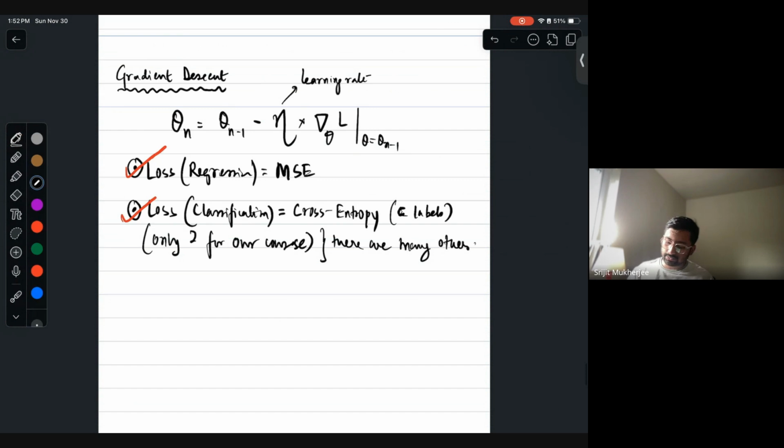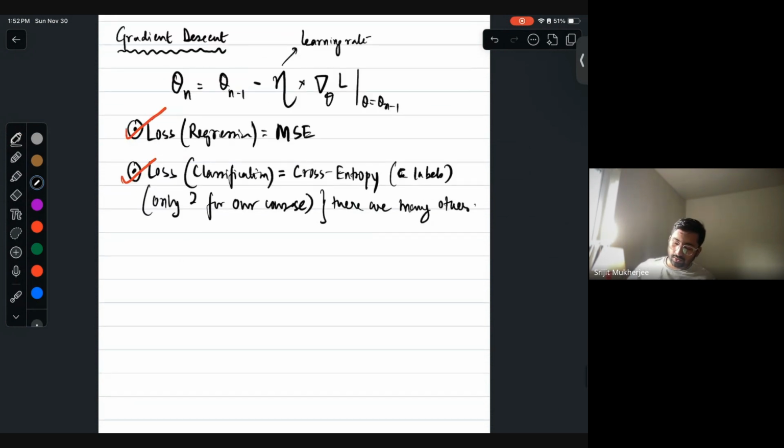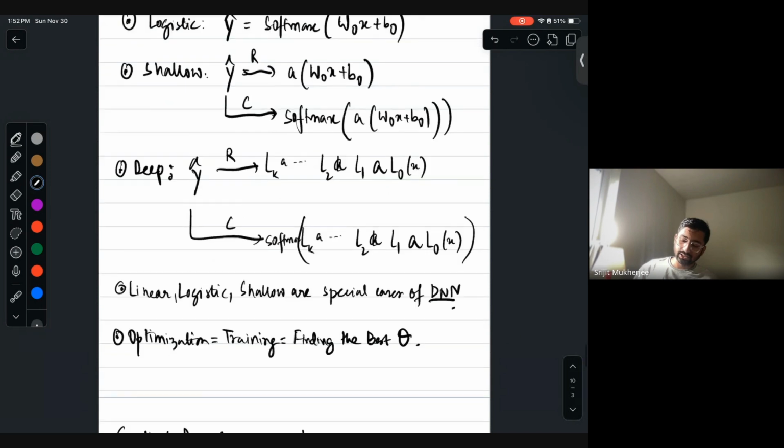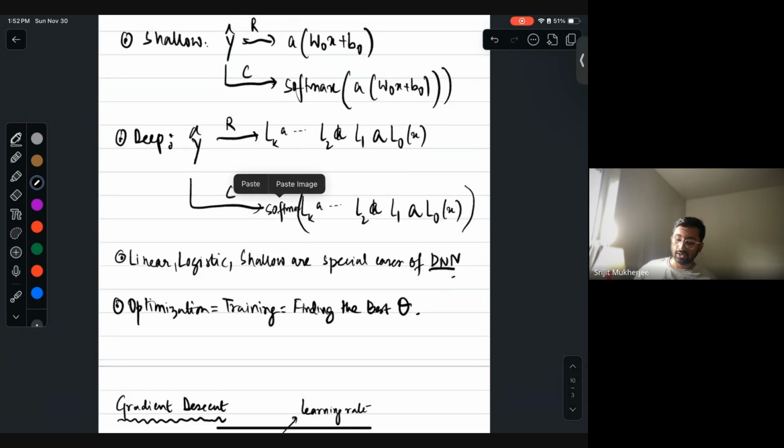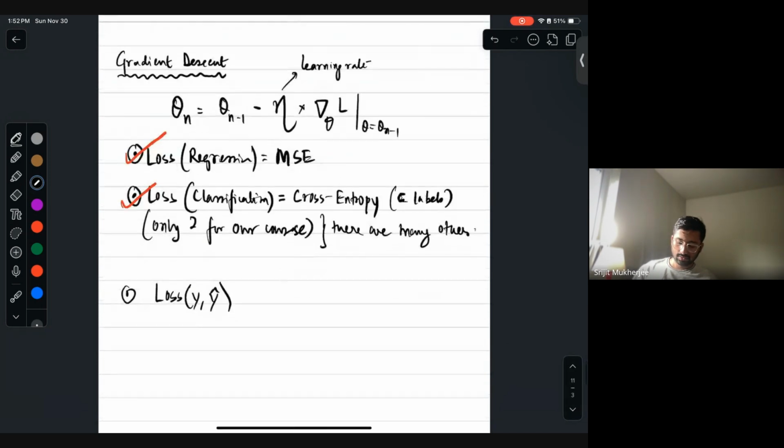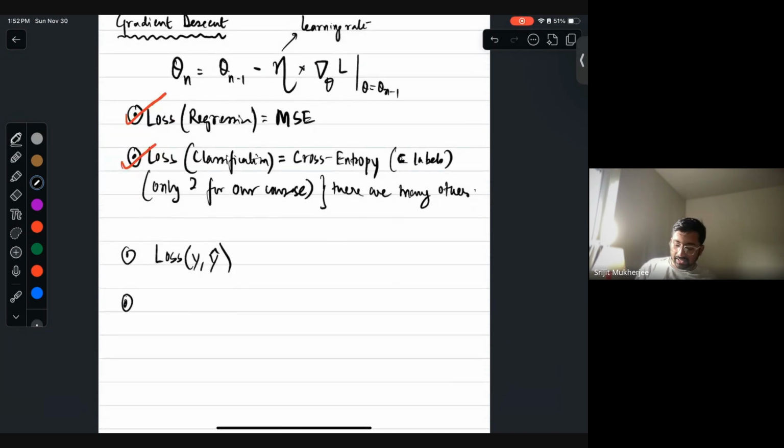So the question comes: step number 1 is to find the loss function between y and y hat. The y hat is already given here. Step number 2 is to find the gradient, the delta. This is a function of theta, so you have to find the derivative.